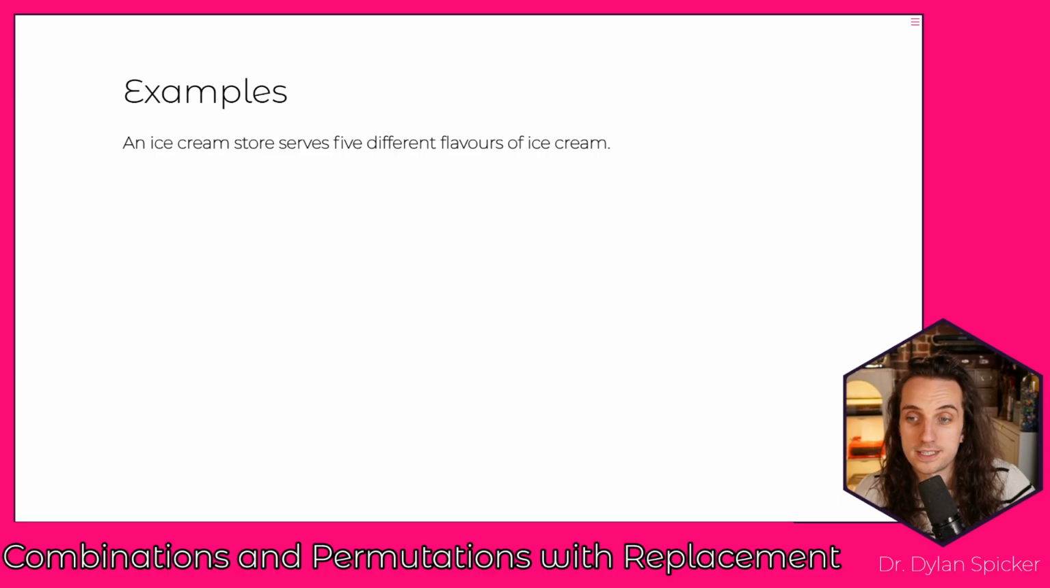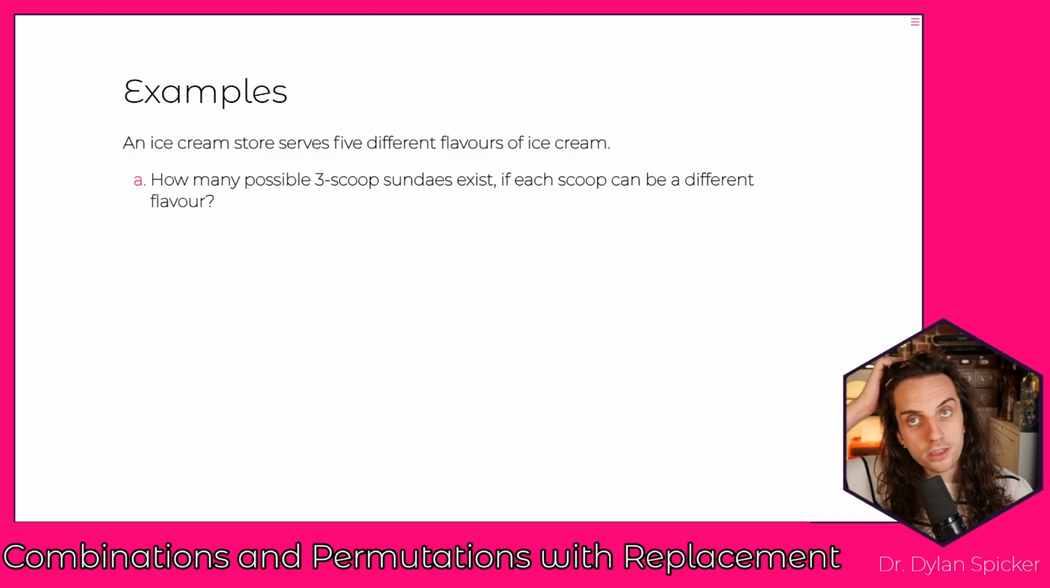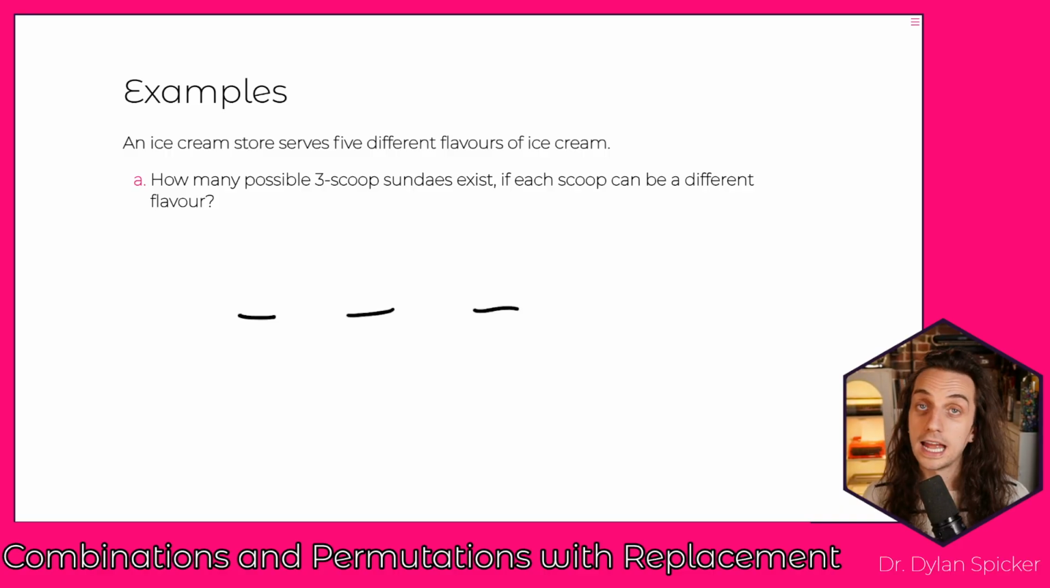Okay. Now let's look at a different example here. We have an ice cream store that's serving 5 different flavors of ice cream. How many possible 3-scoop sundaes exist if each scoop can be a different flavor? And so here, right, we're thinking about, is this a permutation or is this a combination? And I would contest that this is going to be a combination, right? The ordering of your 3 scoops does not matter, but you do still need to pick out 3 flavors. However, the flavors can be repeated, right?